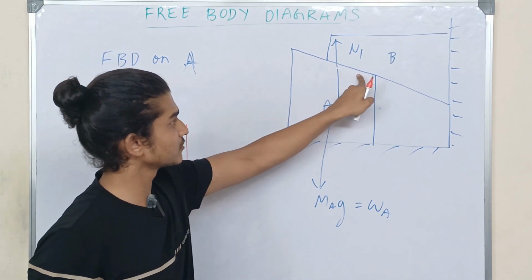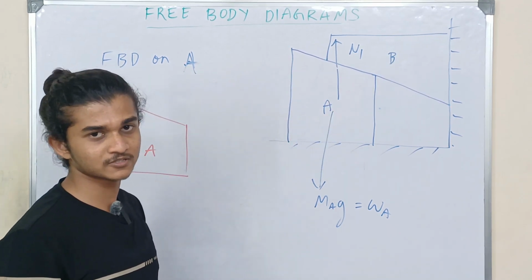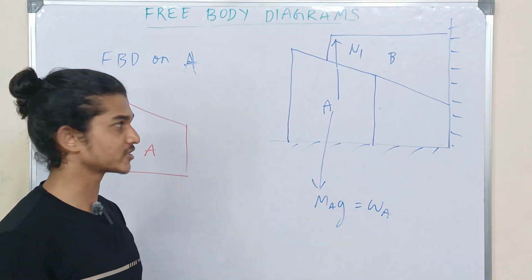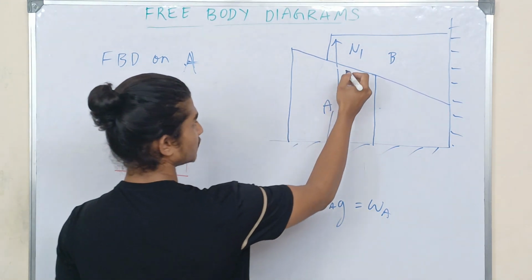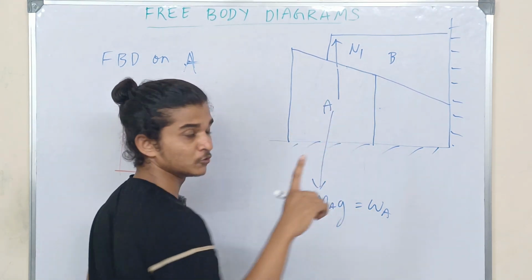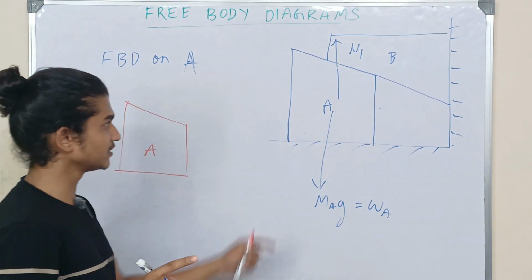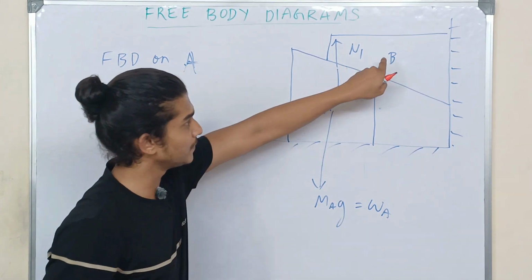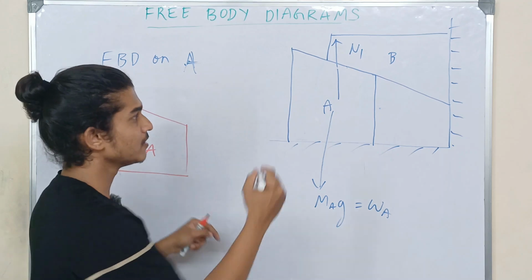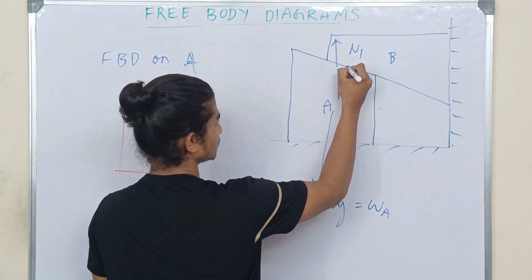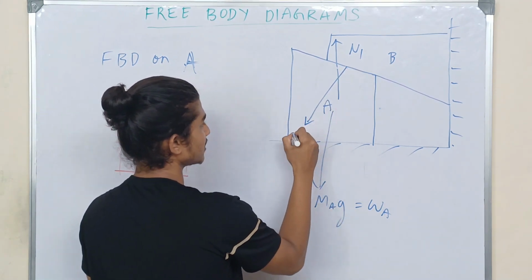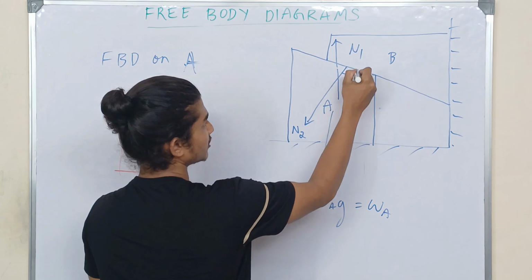So you have a contact surface over here. I told you, whenever you have a contact surface, you get a force called normal reaction. So there's a normal reaction over here also. I told you, the normal reaction is going to be perpendicular to the surface. So the normal reaction from block B on block A is going to be perpendicular to this particular surface. So this is how it is going to be. I'm going to write it as N2. Make sure it is perpendicular.